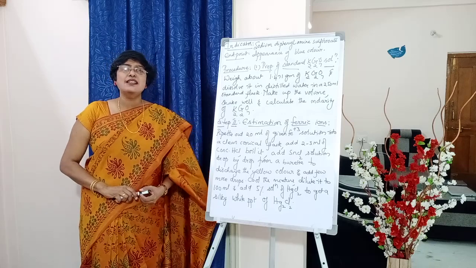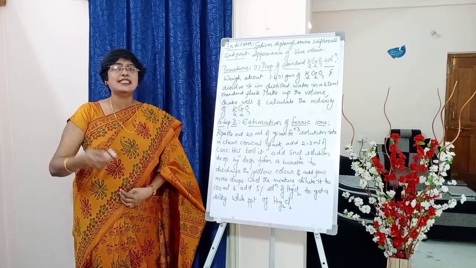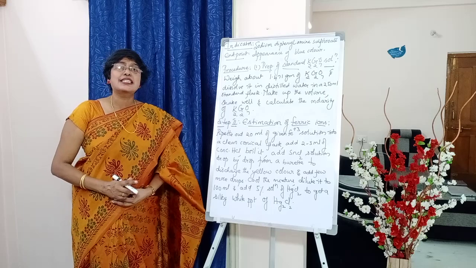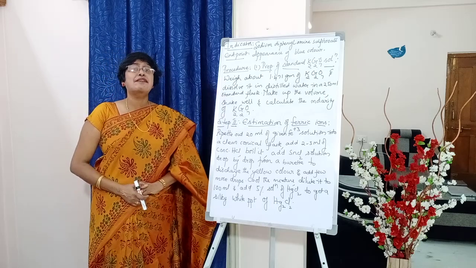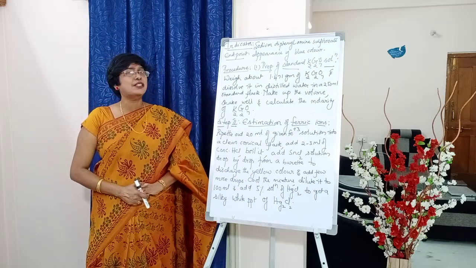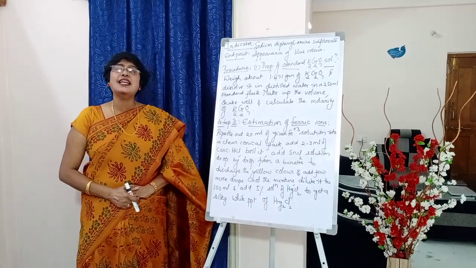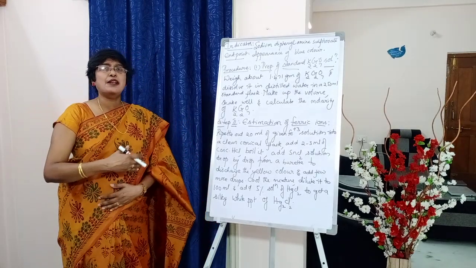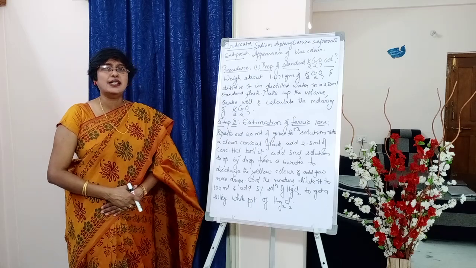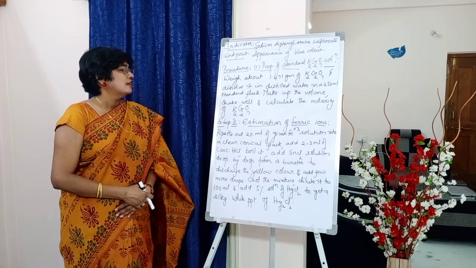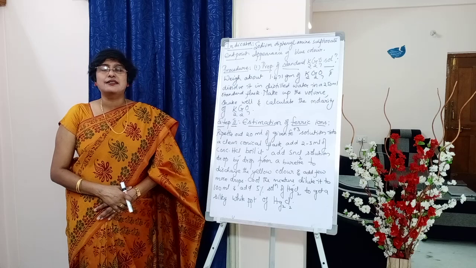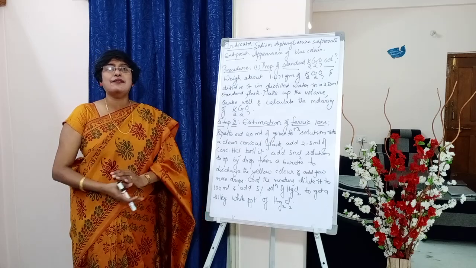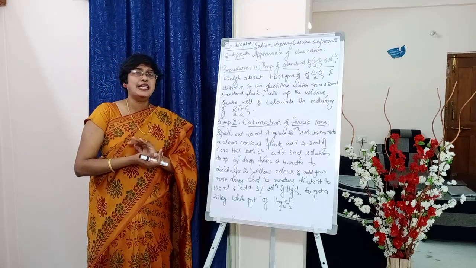Next, coming to the second step. What was the second step in the previous experiment? Estimation of unknown ferrous ions. Here, estimation of unknown ferric ions. Okay, so the procedure will be slightly different, students. So first, as you all know, we will be given the unknown solution in a beaker.